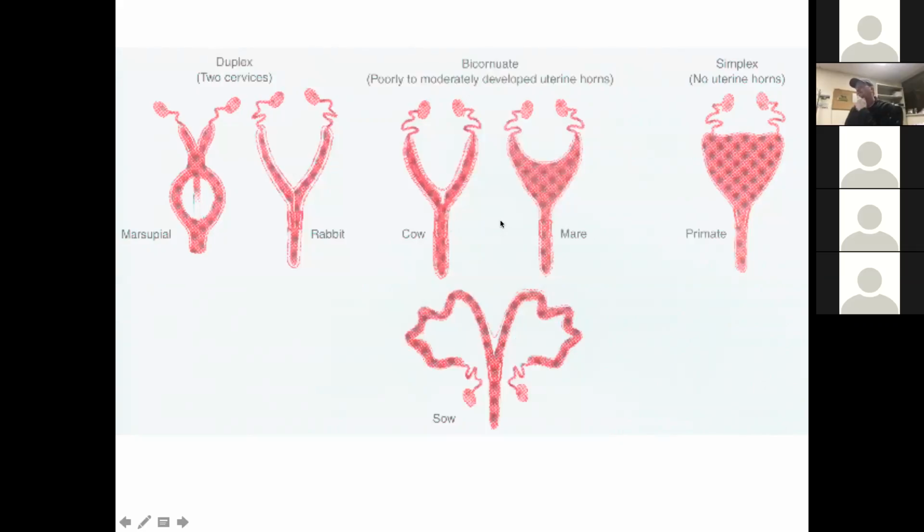Okay. Some of the differences that are kind of interesting in the mare, it doesn't necessarily implant like the cow does. It will actually migrate back and forth for a long time. And there's some benefit to that, and it aids maternal recognition of pregnancy. But each species has its own differences that are pretty interesting when you study it. We're not going to talk about that right now.